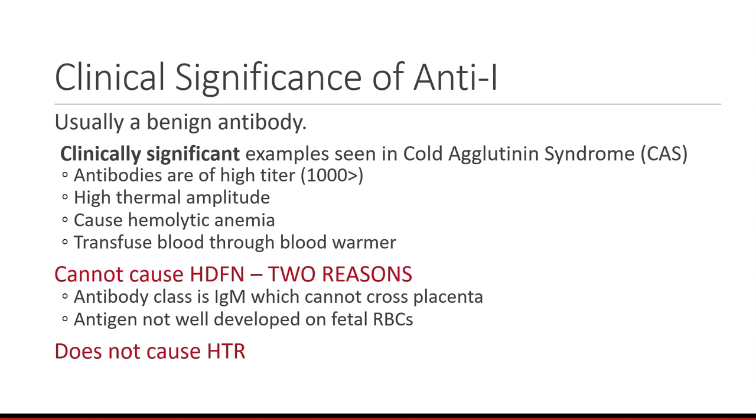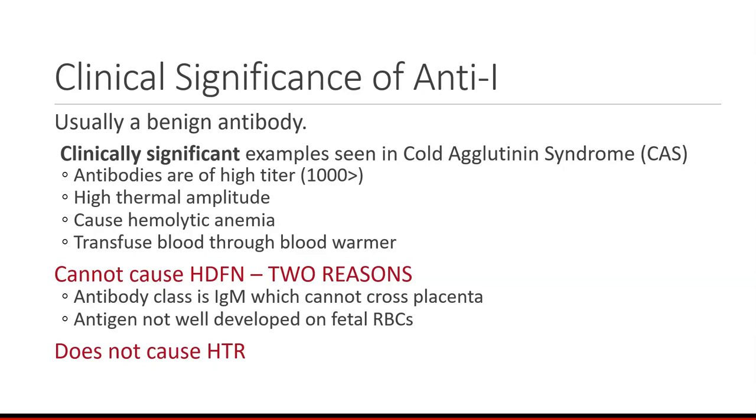What is the clinical significance of anti-big I? Well, it's kind of all over the place. It's usually a benign antibody that causes no problems, no issues. It's considered clinically significant in some cases of cold agglutinin syndrome. The antibodies are of a high titer, greater than 1,000. The antibody shows high thermal amplitude, which is really weird because it binds so strongly.